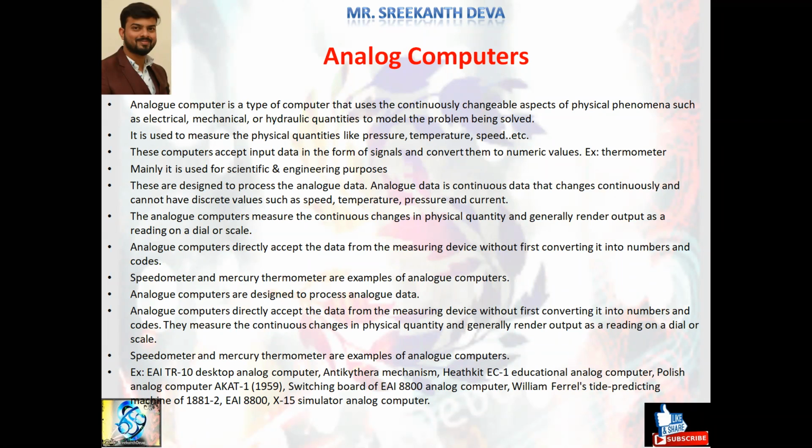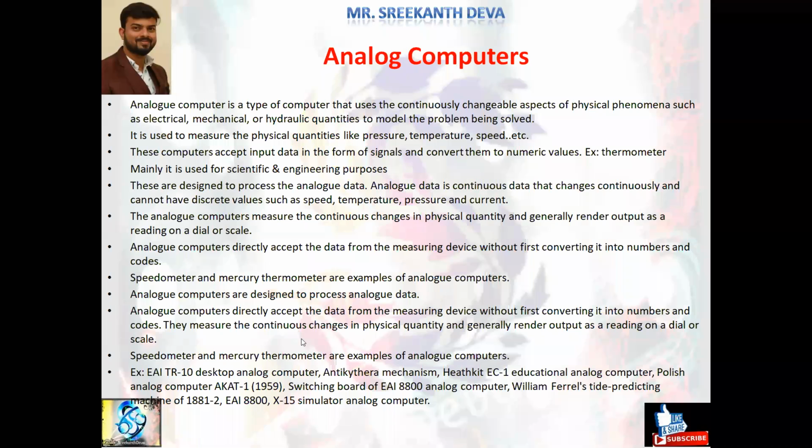Analog computers directly accept the data from the measuring device without first converting it into numbers and codes. As we discussed, in digital computers, whatever data we give is converted from high level instructions into machine understandable instructions. Here the input is taken directly from devices. Speedometers and mercury thermometers are examples of analog computers.